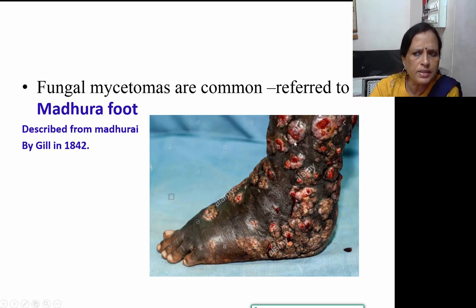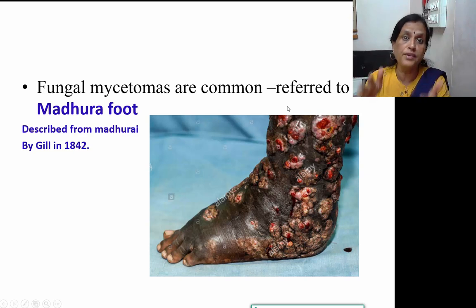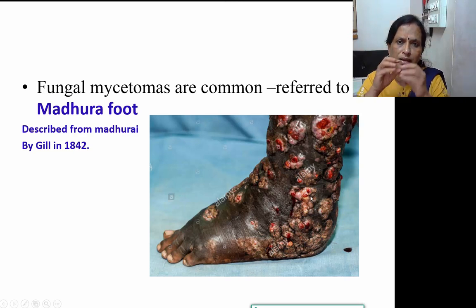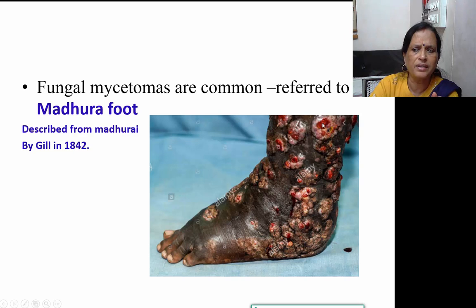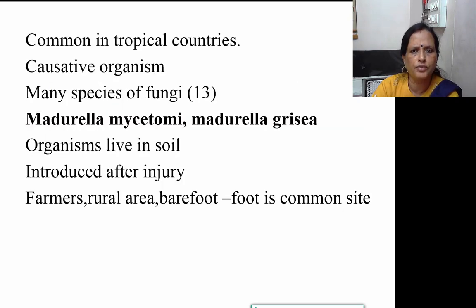How can you describe this? The foot is swollen, edematous. What do we see on the surface of the skin? Multiple nodules. See, multiple nodules. What has happened to the skin covering the nodules? They're ulcerated at many places. They're discharging something. The color is somewhat orange here. It's not just blood. Then what has happened to the skin in between? It is indurated. This is the typical description of Madura foot.